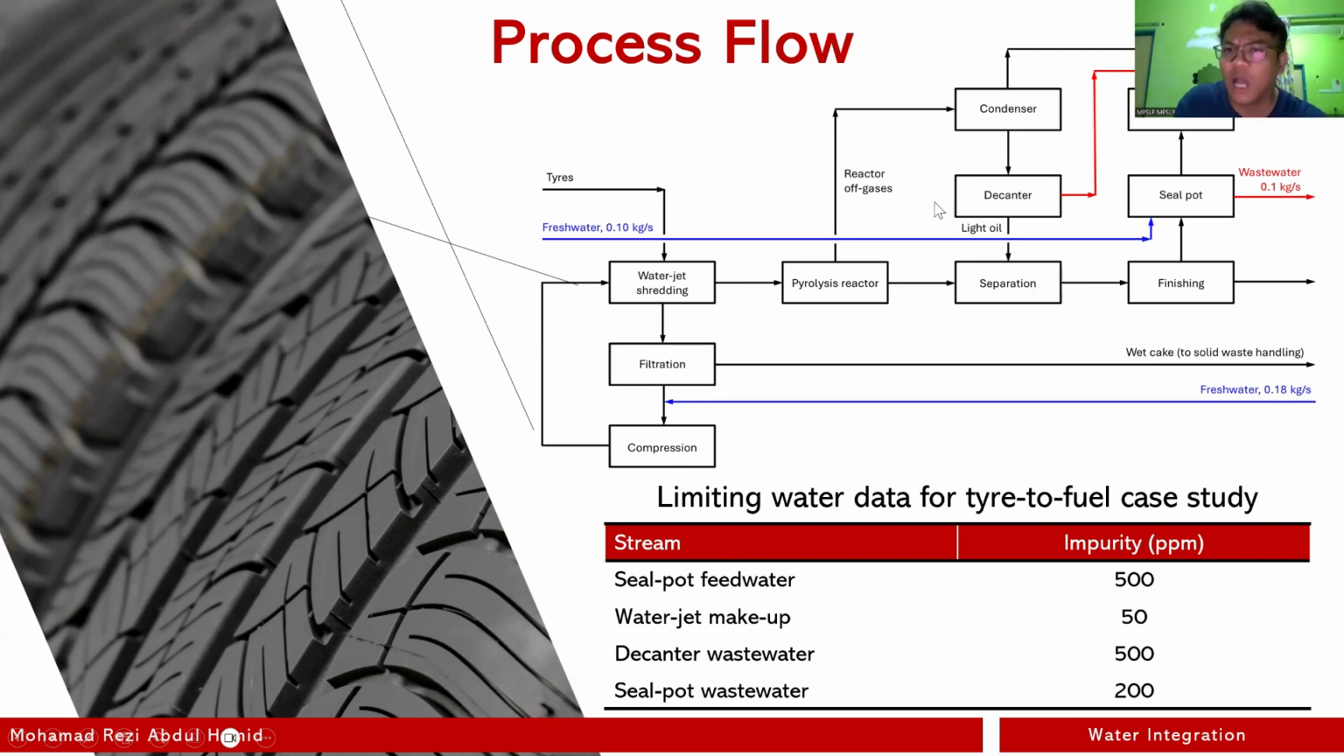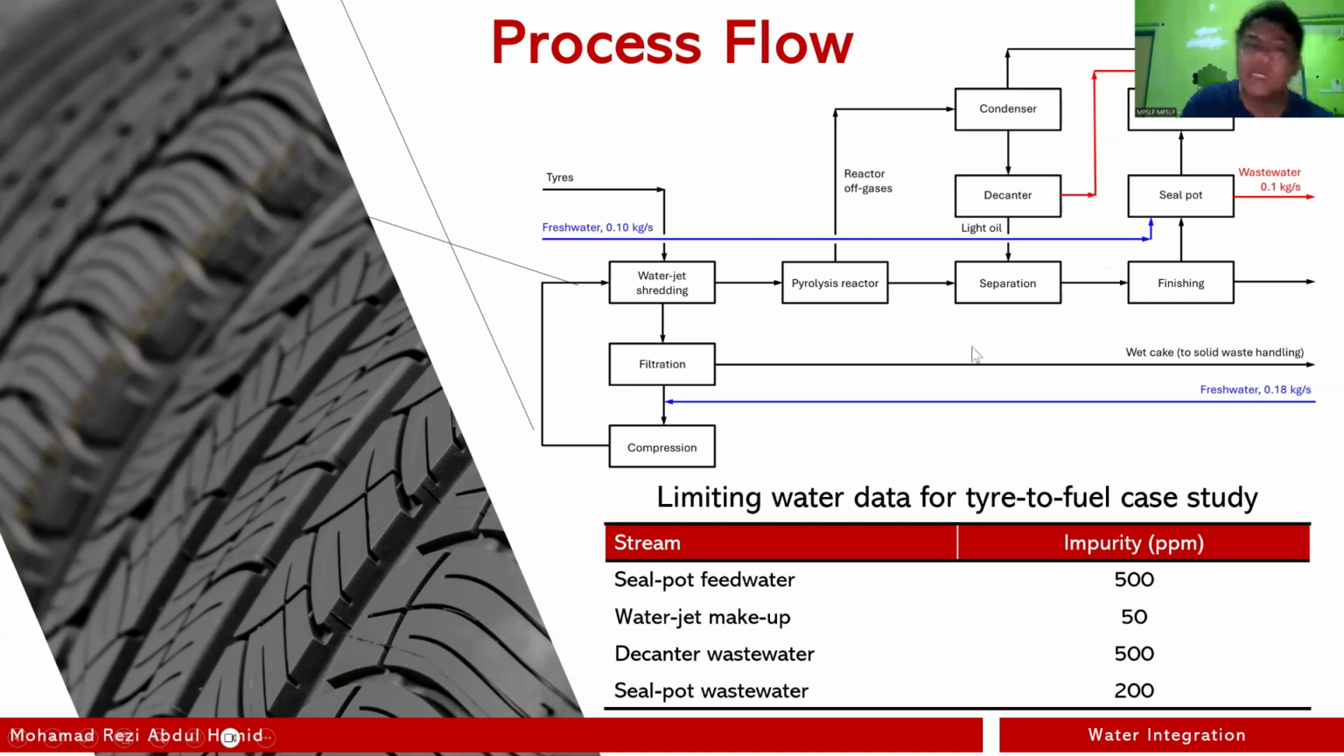But I don't want to go into details on the mechanics of the process itself. One thing that I want to highlight here is you have fresh water being supplied here, labeled in blue color, at 0.18 kilogram per second. And then you also have fresh water supplied at the seal pot unit, if you will, at a flow rate of 0.10 kilogram per second. And then you also have water being discharged. Of course, this one is hidden because I have my face in front, but it is a wastewater around 0.2 kilogram per second. And then the seal pot also discharges wastewater around 0.1 kilogram per second.